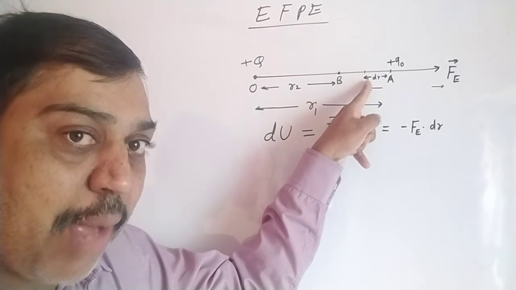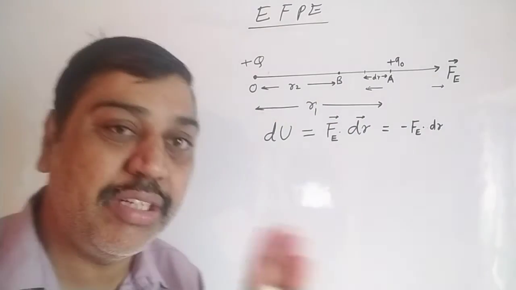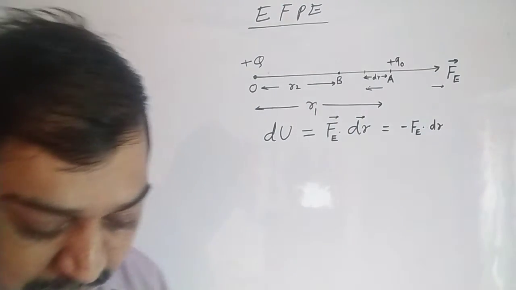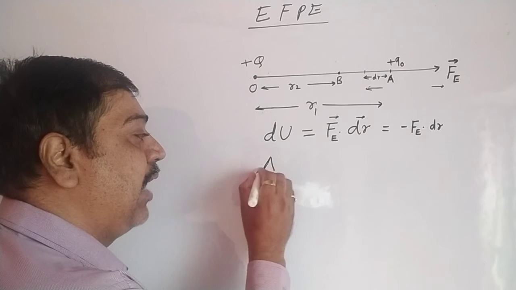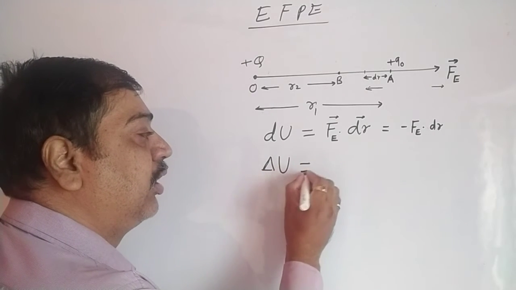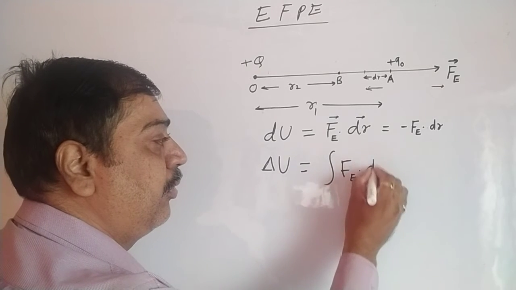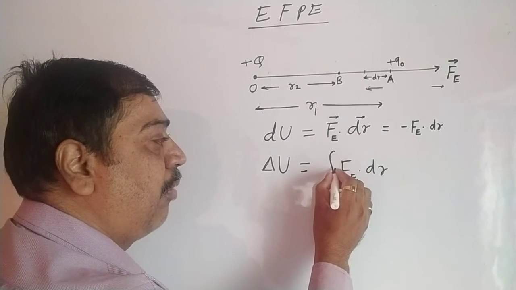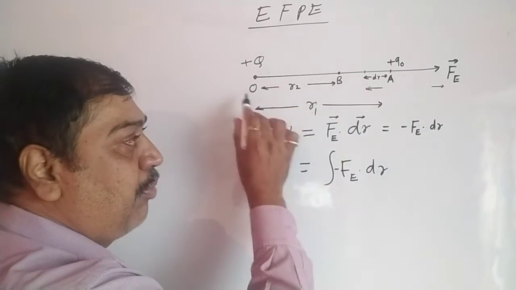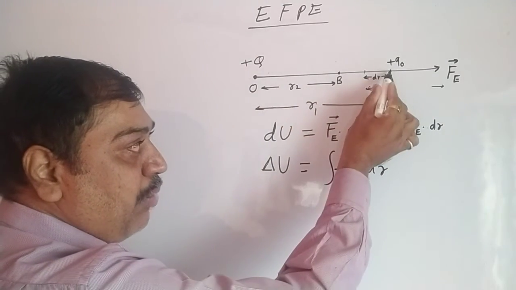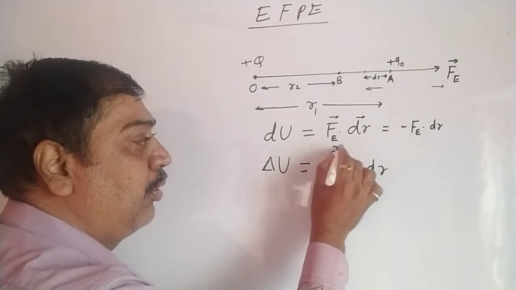But we want to find out the amount of work done required to move the charge Q0 from A to B. That total work done can be found by integrating to get the total energy: the potential energy delta U equals the integration of Fe into dr while moving from R1 to R2. This distance from O is R1, this is R2. So we are moving from A to B, which means R1 to R2, so the integration runs from R1 to R2.